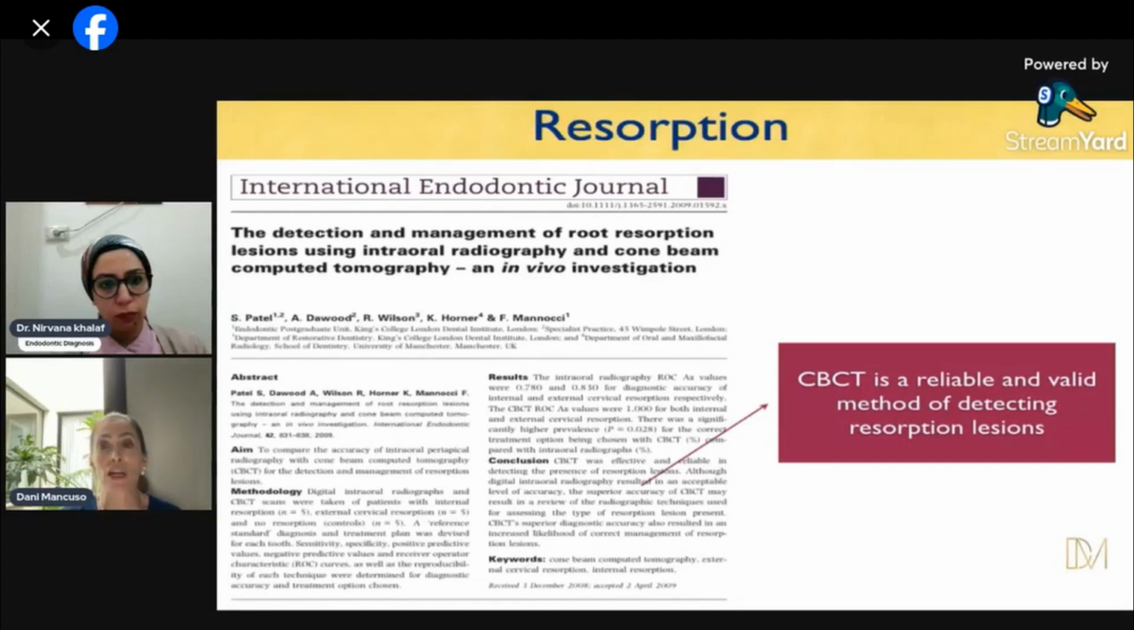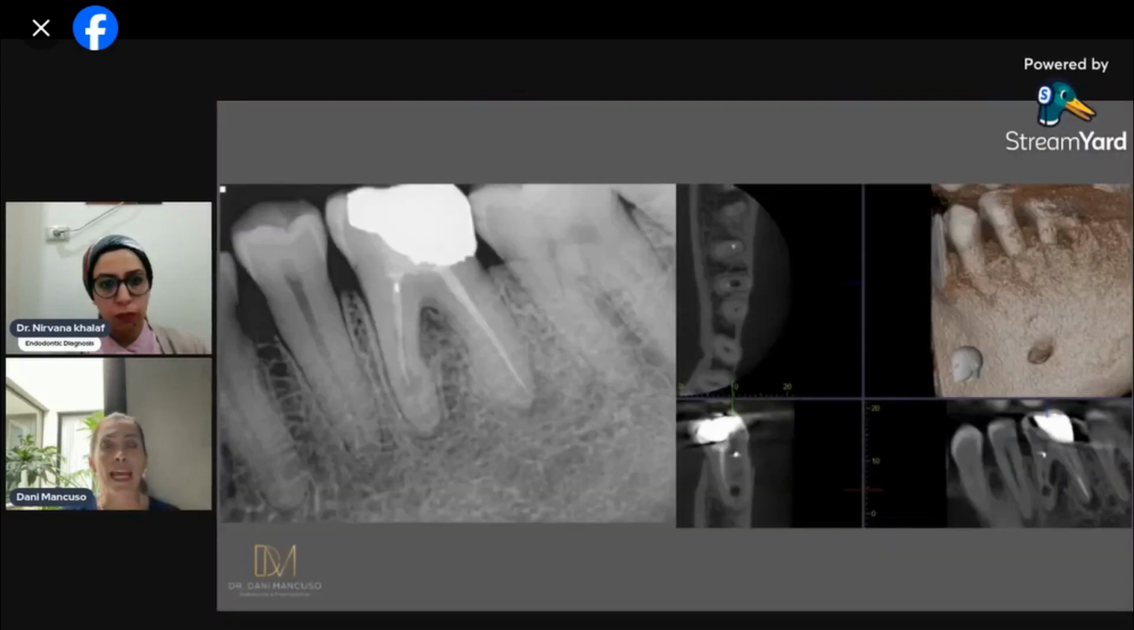Resorption. CBCT is a reliable and valid method of detecting resorption lesions as well. If you saw my post about this case, I want to go into more detail because this case is quite complex. I really like it because when you look, you don't know if it's an internal or external resorption, although you know by the books that if it's an internal resorption, you don't see the line of the canal. So pretty much over here, you think it's an internal resorption, and it is an internal resorption. But it could be an external one that had internalized already.